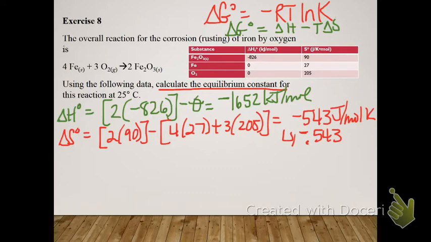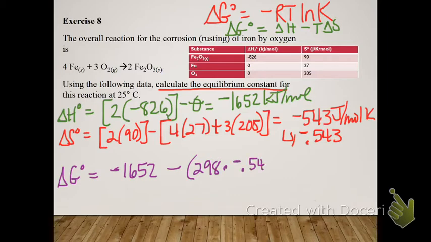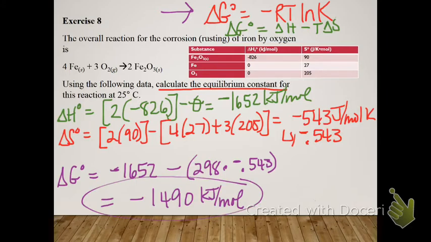So then that's going to take me to delta G is going to be a negative 1652 minus 298 times a negative 0.543, and that ends up giving me negative 1490 and some change, but we're just going to go with that. And that is kilojoules per mole. All right. That means I'm going to need this equation now and this number. And I'm going to clear the screen because clearly I have no more room. So here we go, erasing all that.